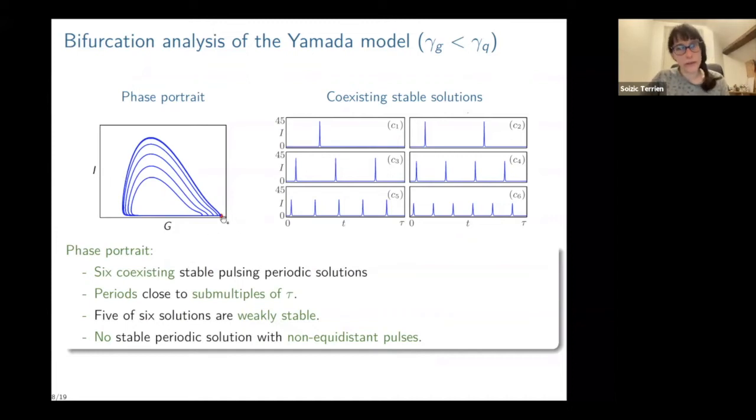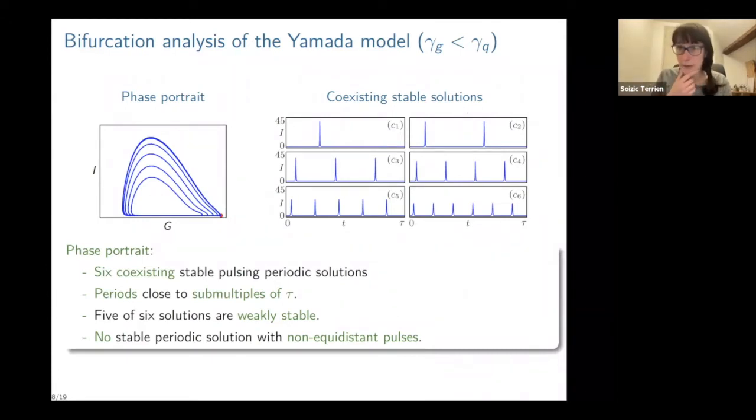intensity plane. So the red dot is the stable non-lasing solution, which means that if we don't give an initial perturbation, we stay off. And we have the coexistence of 6 stable periodic solutions, together with other non-stable periodic solutions, which I didn't represent here. On the right, we have the intensity time series corresponding to the 6 stable periodic solutions. What is interesting is that they correspond to pulsing patterns with equidistant pulses in the span of 1 delay time tau. And so we have either 1, 2, 3, 4, 5, or 6 equidistant pulses in the feedback cavity.